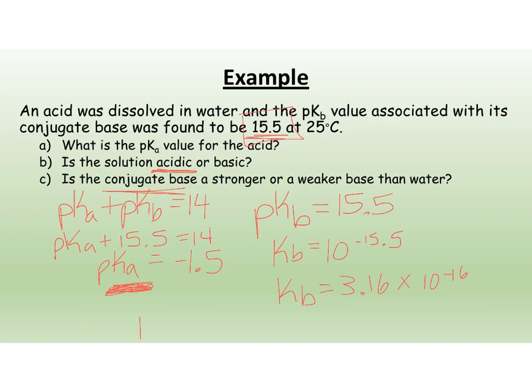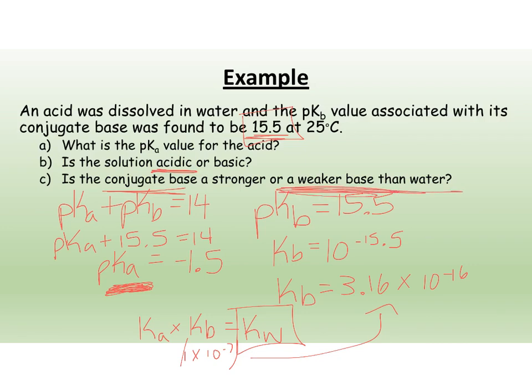Okay, now I also know that Ka times Kb equals Kw. So for water, the Ka and the Kb are supposed to be 1 times 10 to the negative 7th for both of those values. And that is definitely bigger than this, which means that water is the stronger conjugate base. So this particular conjugate base I have is definitely weaker than water.